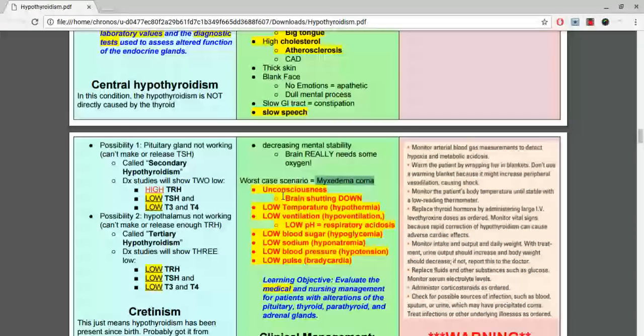So just think all the signs and symptoms that we've already talked about, except they're going to be more extreme. So earlier we were talking about how the brain wasn't getting enough oxygen, so everything was slowing down. So in myxedema coma, they're going to just go unconscious because their brain is like, I give up. You know what? You haven't been giving me oxygen, so I'm shutting down here, okay? They're going to have really low temperature.